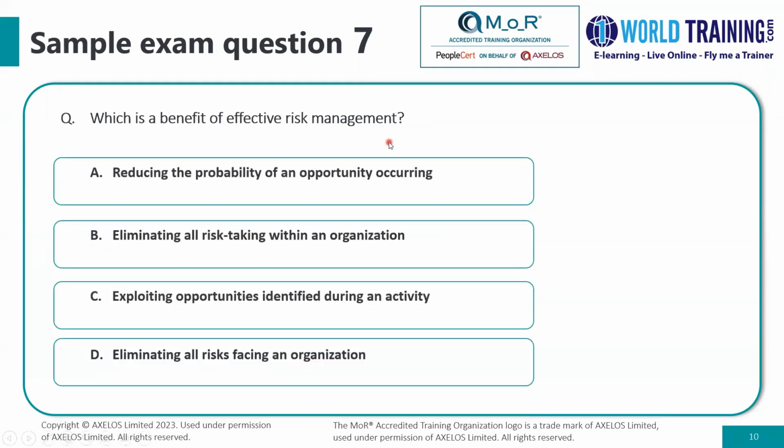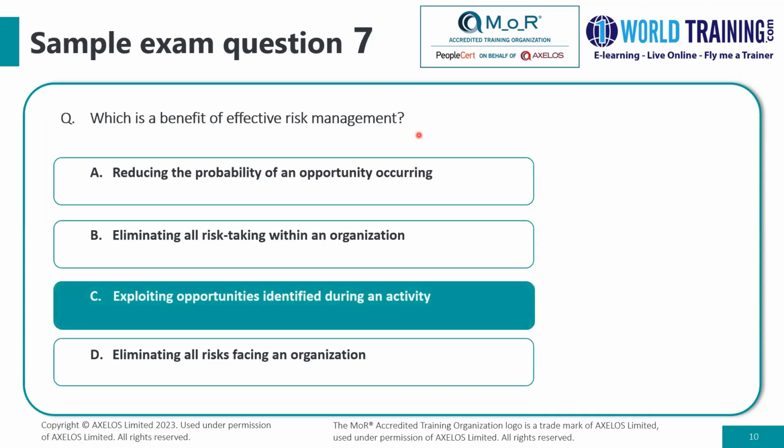Question number 7. Which is the benefit of effective risk management? Answer is C, exploiting opportunities identified during an activity. Effective risk management is likely to improve innovation and therefore performance against objectives. Opportunities should be exploited so as to maximize the likelihood of realizing associated benefits.